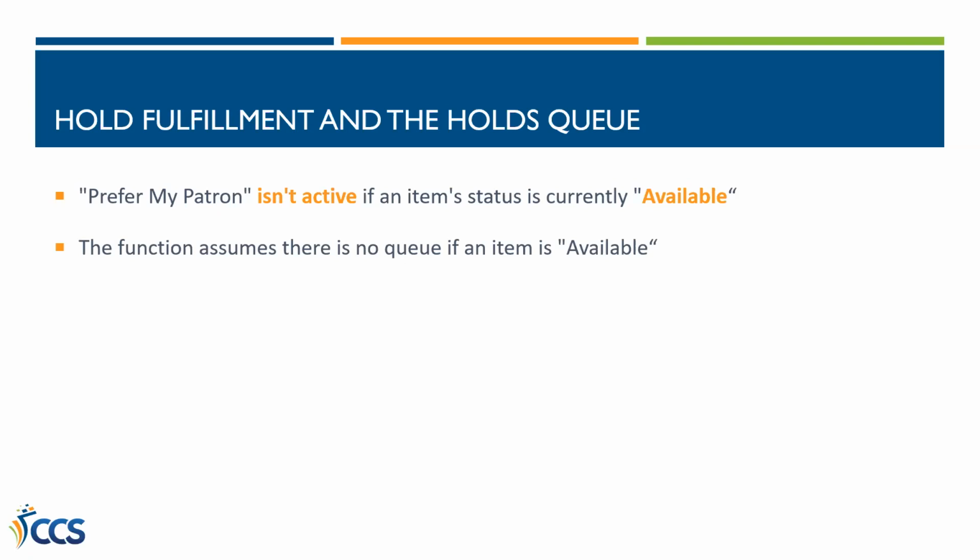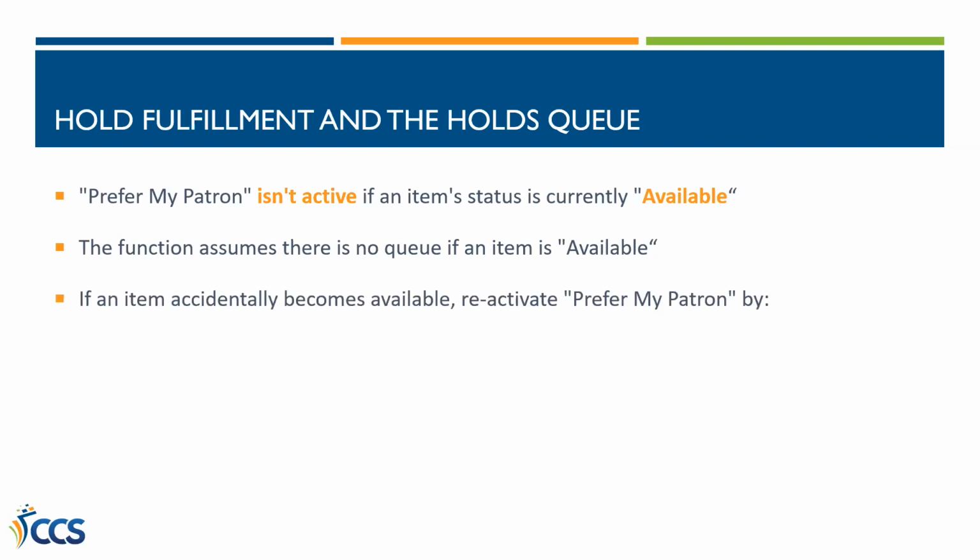Vast majority of the time, like 99% of the time, this is going to be the case. If an item is available, there's a very good chance that there's not going to be an active queue with multiple people on it. But if something weird happens at check-in, maybe I accidentally said no to filling the hold and the item goes into available status, this can actually disrupt the Prefer My Patron process.